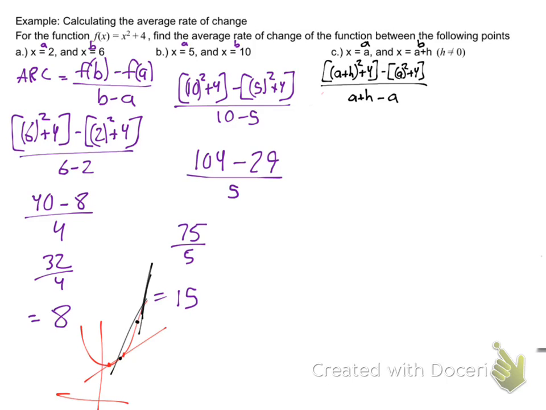The top, though, needs to be cleaned up. I need to FOIL A plus h, and do not tell me it's just A squared plus h squared. It's A squared plus 2Ah plus h squared plus 4. The 4s, they're going along for the ride. Minus A squared minus 4. Don't forget to distribute the negative in, and on the bottom it just becomes h. Is everybody able to follow that?